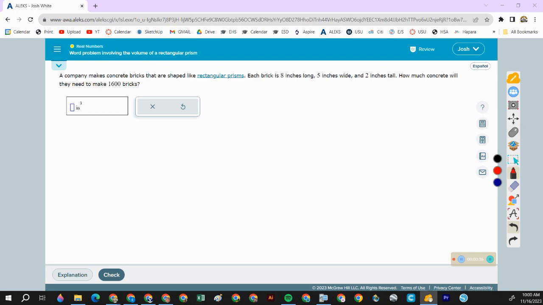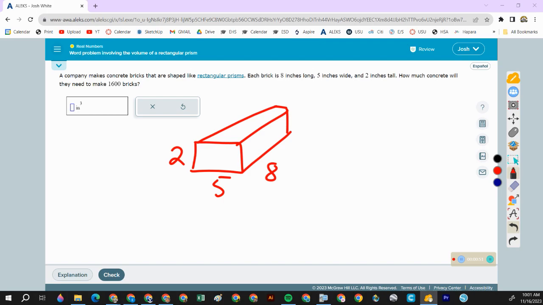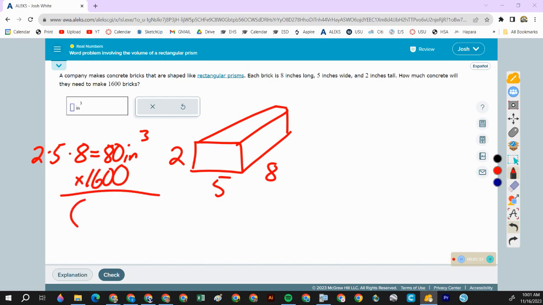All right. So what if we had a concrete block shaped like a rectangular prism? Each of these blocks is 8 inches long, 5 inches wide, and 2 inches tall. How much concrete will they need to make 1,600 blocks? So each block is 2 times 5 times 8, which is 80 inches cubed. That's one block. So we times this by 1,600, and that will give you the total volume.